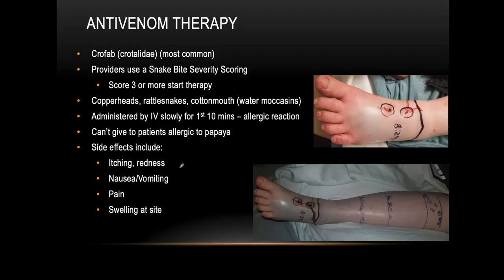If somebody is allergic to the papaya, they cannot have Crofab. Side effects also include itching, redness, nausea and vomiting, pain on top of the pain that they're already feeling, and swelling at the site. I would say it would take this patient almost a week to get that swelling to go back, to feel like they can actually put weight on that leg.